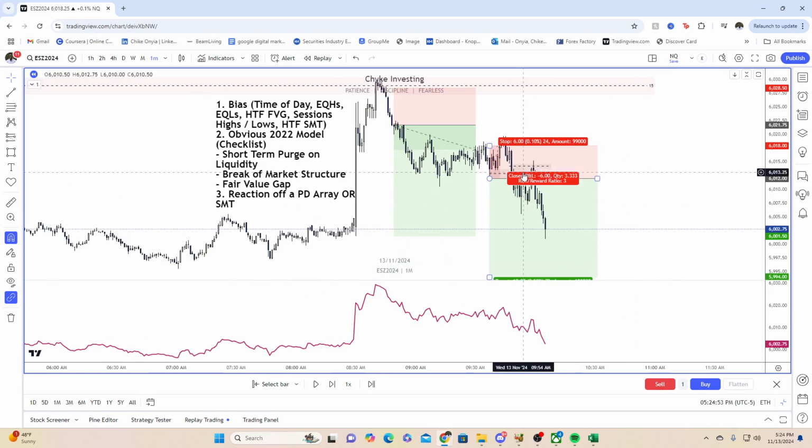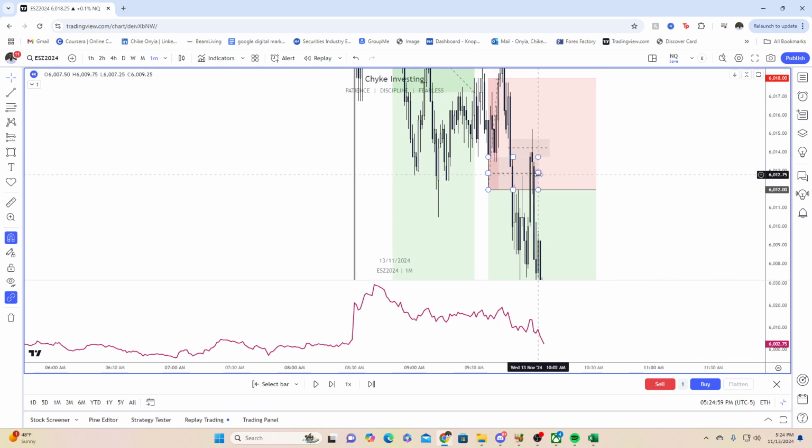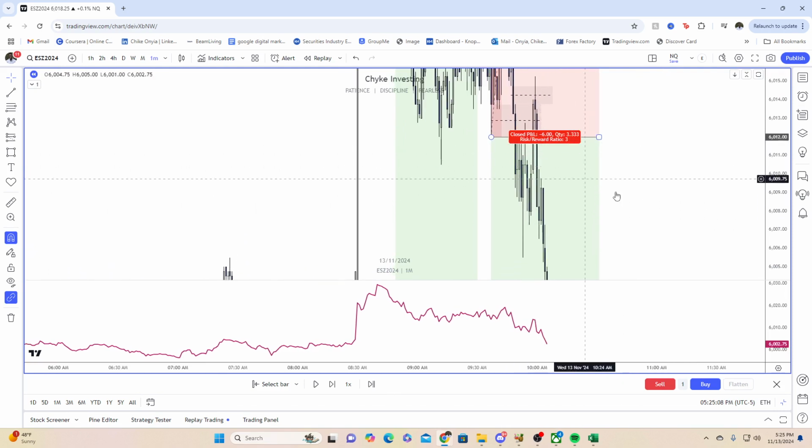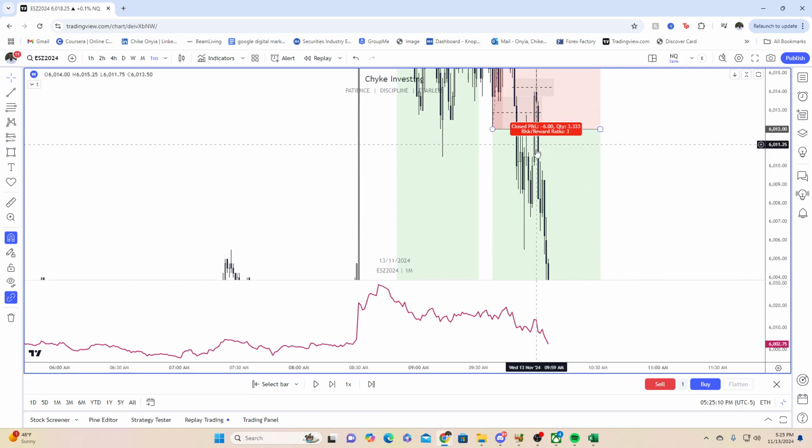This is now a third 22 model. This is why I say that this happens so many times a day. High right here gets taken out by that high. Short-term purge of liquidity. Break of market structure with this low right here. Fair value gap present. Now, why didn't we return to this fair value gap? Because of this 1 minute inversion fair value gap right here.